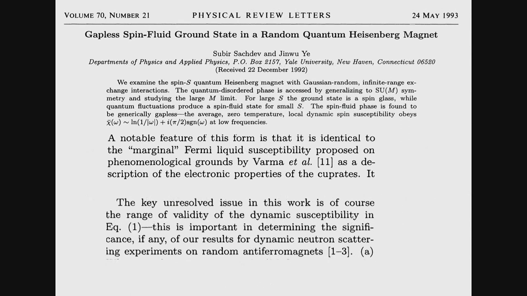Now, Subir Sachdev and Jinwu Ye had no idea, apparently, about those old papers, so they had a completely different motivation. They thought about spin fluid states in a random Heisenberg magnet, and that's how they came up with the model. While I'm mumbling here, you can read their abstract. Apparently their main result is that the susceptibility of this random Heisenberg magnet behaves logarithmically, and that's a signature of a spin liquid. If I forget to mention how this logarithm comes about, remind me, I'll show you, it's a one-line calculation at some point.